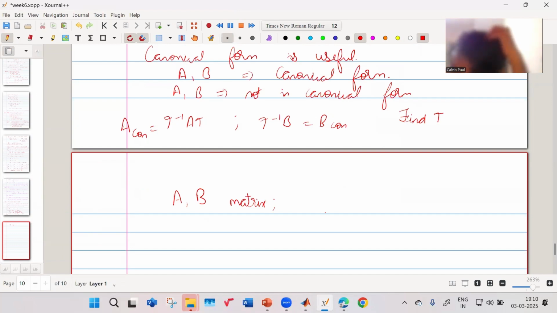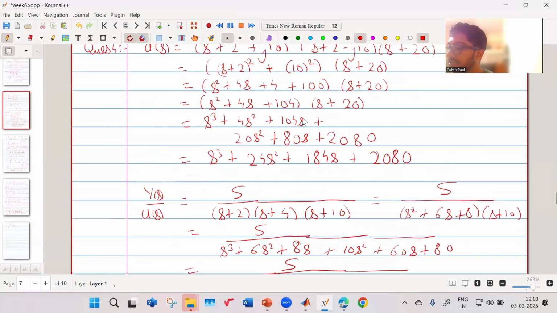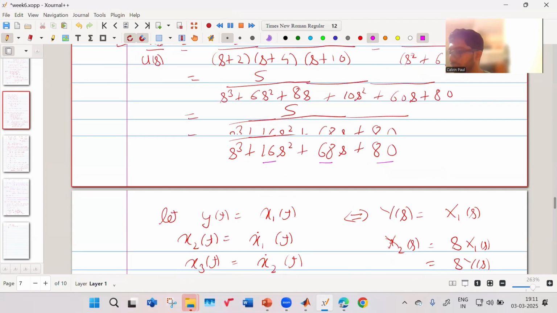What you can do is find your transfer function. Suppose you have a C matrix. Then you have Y of s upon U of s is equal to C into (sI minus A) inverse into B. So this is your transfer function. Then you have it in this form. If you observe carefully, this is s cube plus 16s square plus 68s plus 80. So these are the coefficients of your denominator.